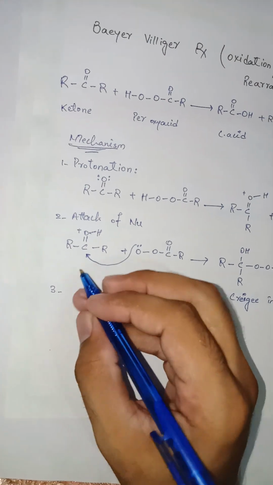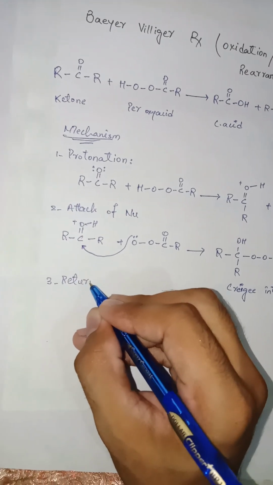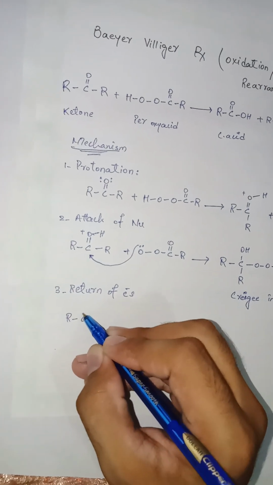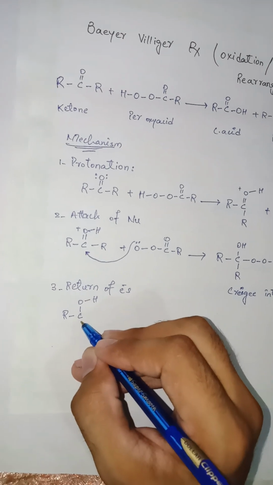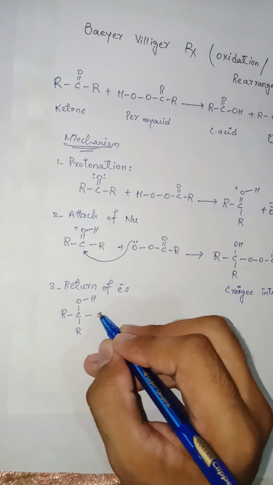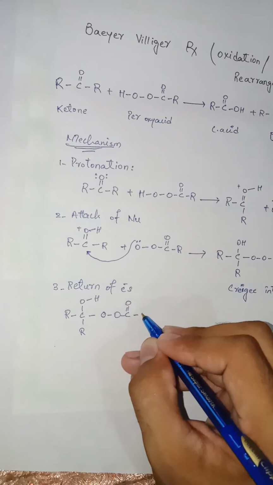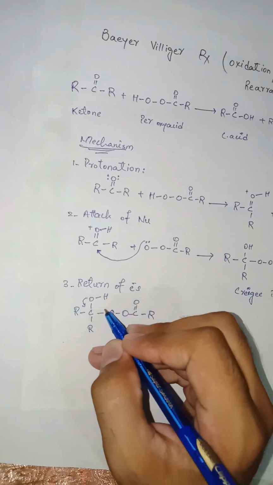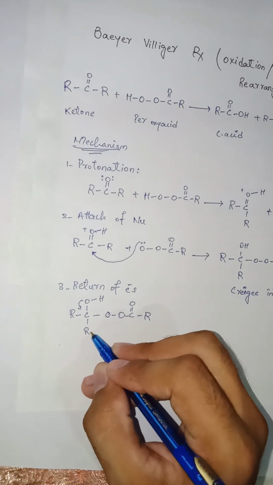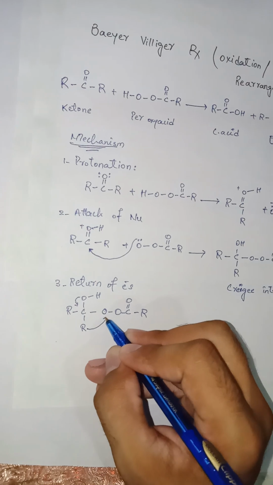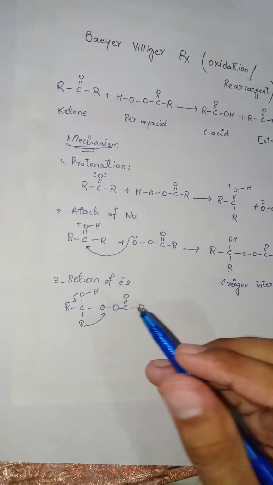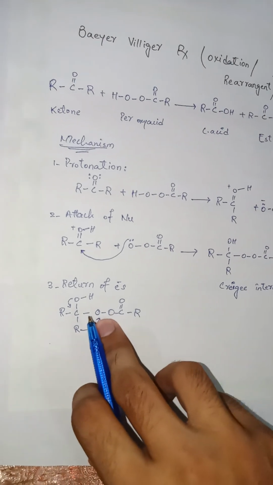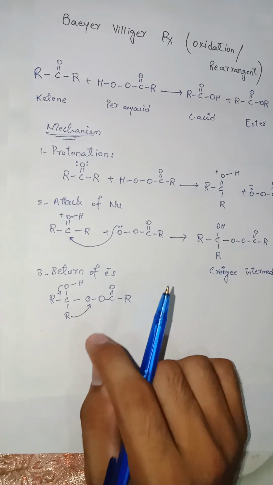In the third step, there is the return of electrons, this oxygen and this alkyl group. This alkyl group will shift towards the oxygen, with shifting of electrons towards the oxygen, and along with electrons the alkyl group also forms a bond and cleaves that bond of oxygen, a peroxide formed there.